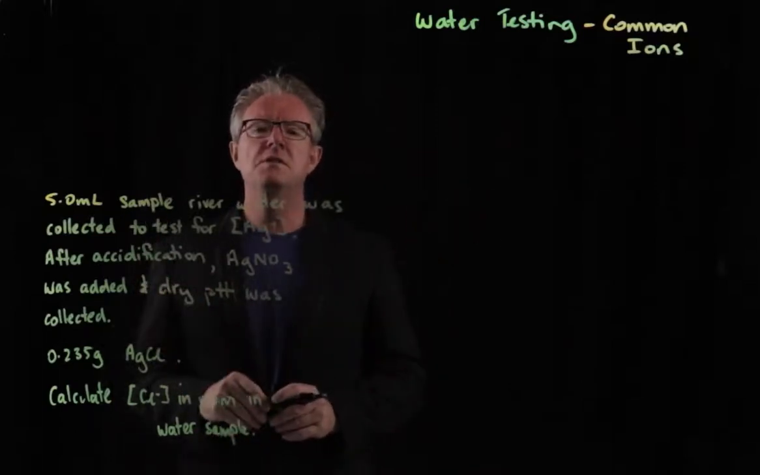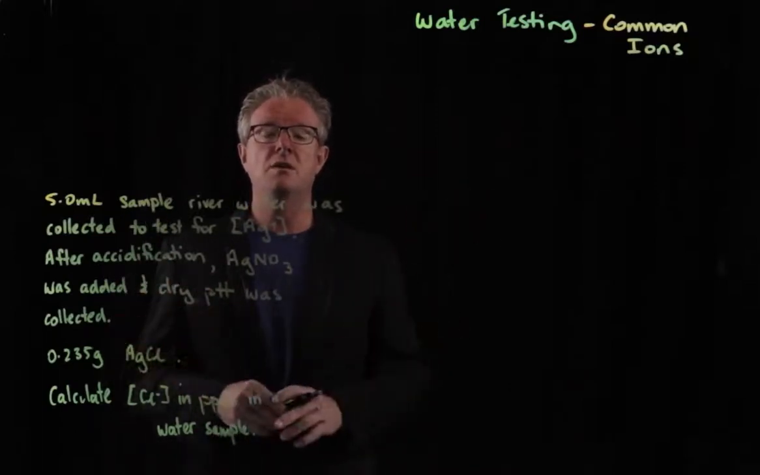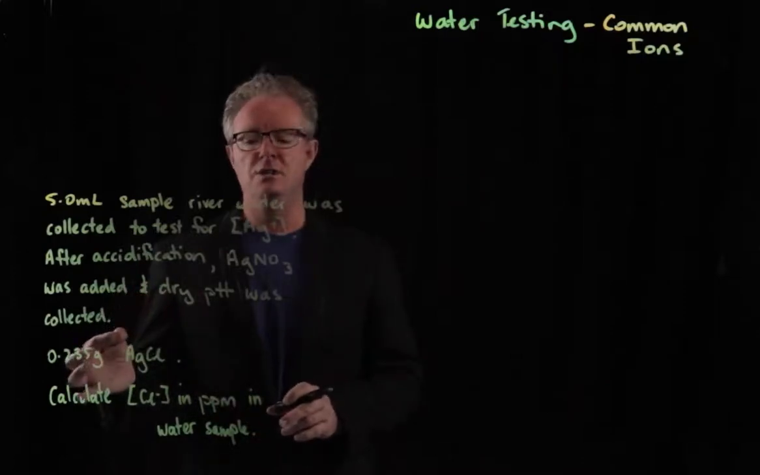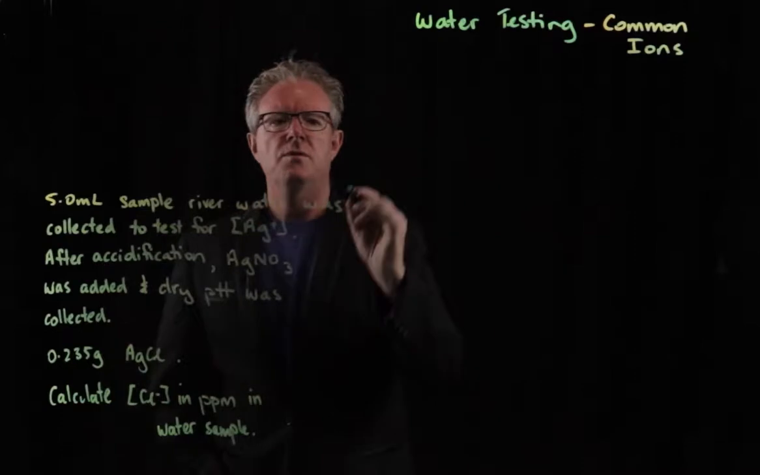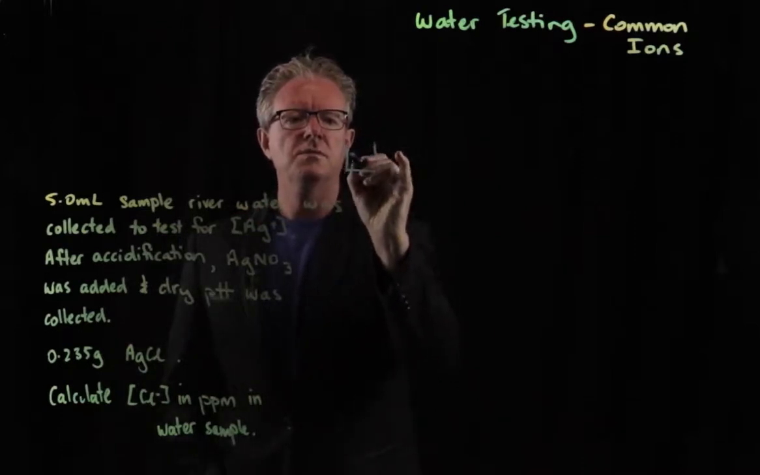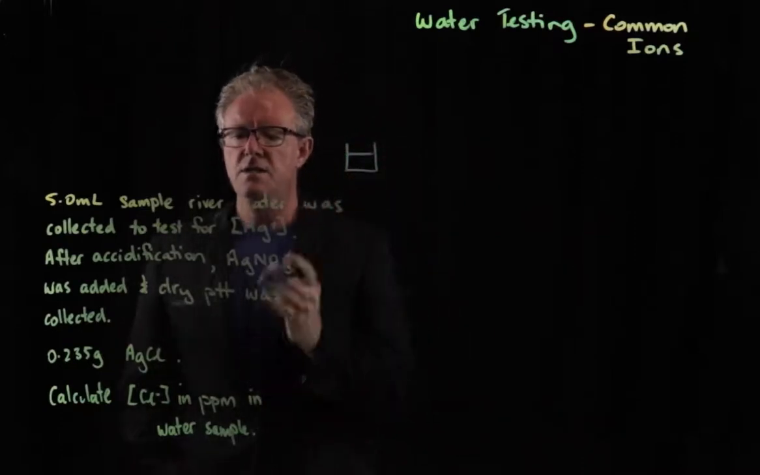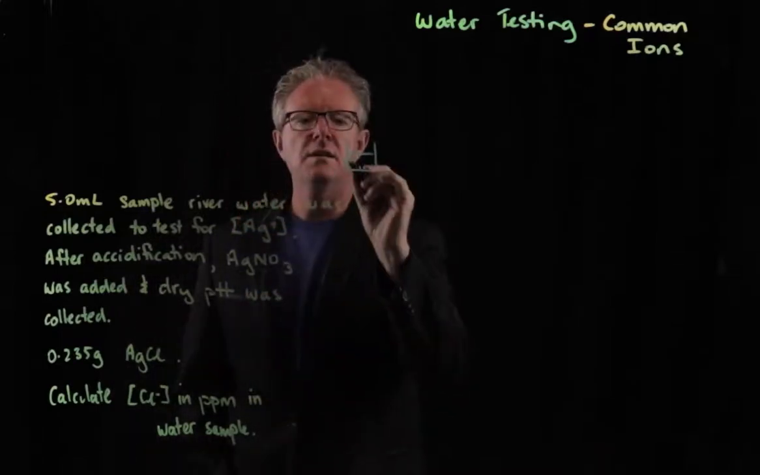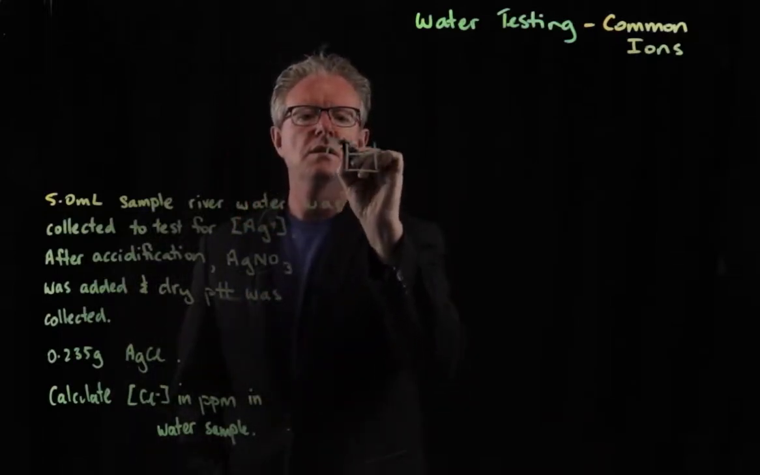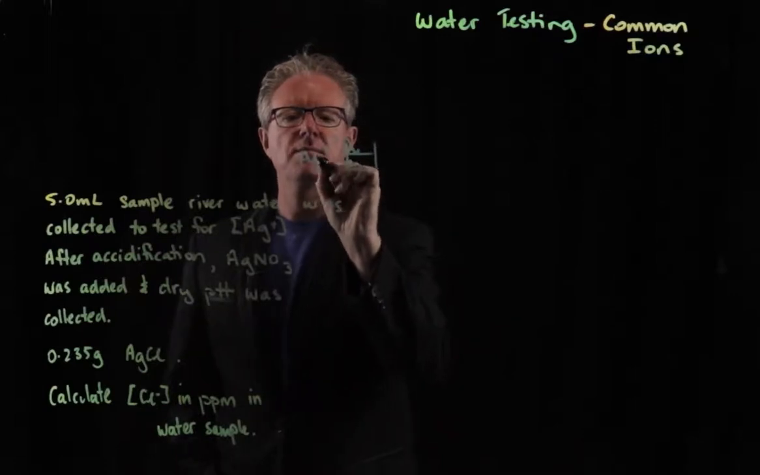And here in this particular example, we're going to be using gravimetric analysis by precipitation. So a 5 ml sample of river water was collected. Right, so here's our 5 ml sample, to test for silver ions. After acidification, silver nitrate was added. All right, so we added some silver nitrate.